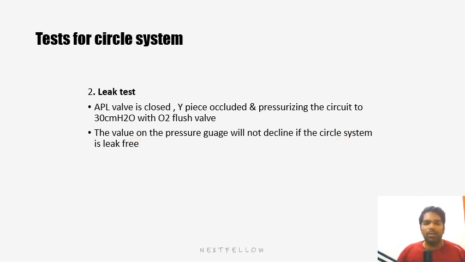So this is about the circle system. This is just to make you understand what a circle system is. There are a few important points: the components are important, the adjustable pressure leak valve is important, and the unidirectional flow valve is important. Then the tests for a circle system, that is the flow test and leak test. That's it.